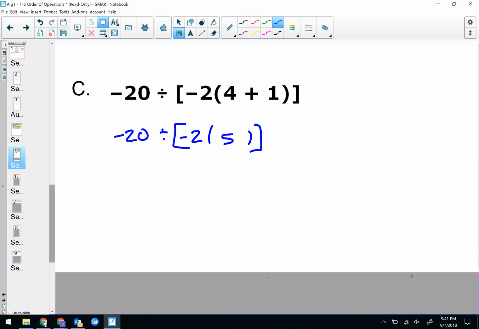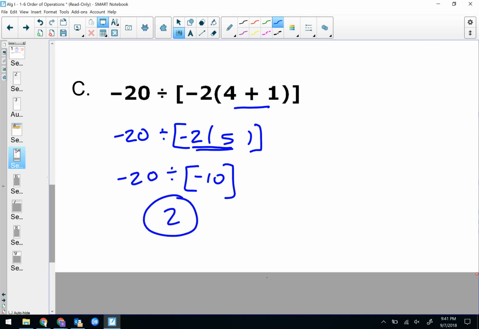And now I keep going inside the parentheses. So I started here, and now I continue here. Negative 20 divided by negative 10. Negative 20 divided by negative 10 is positive 2. There's my answer.